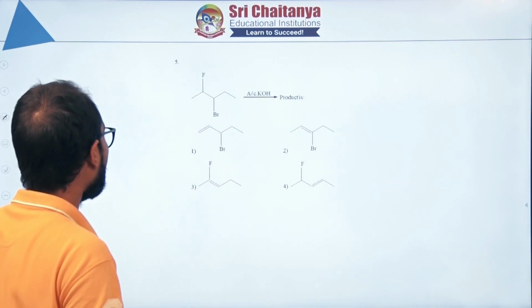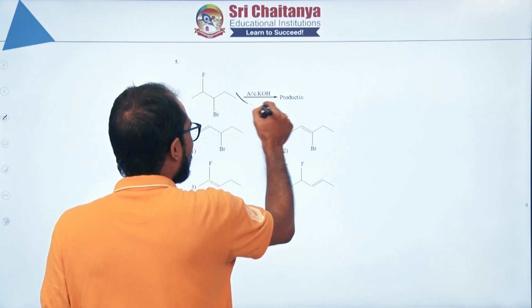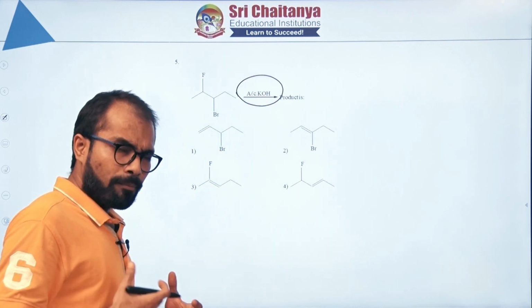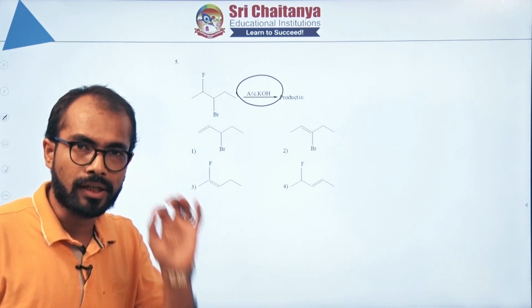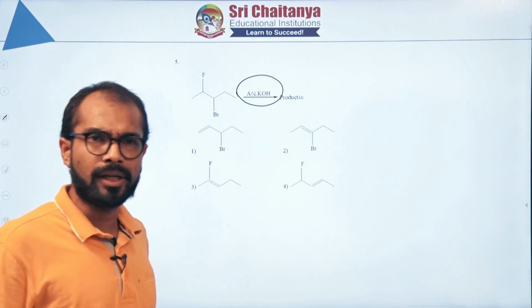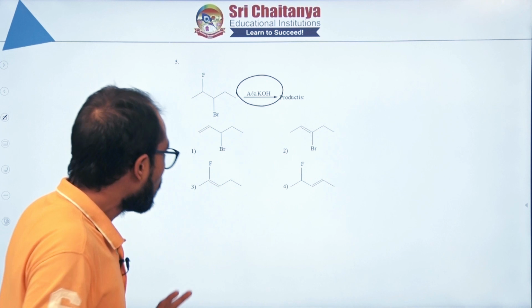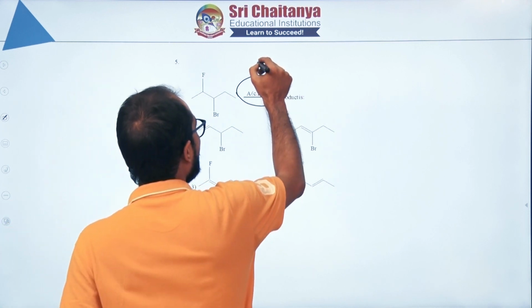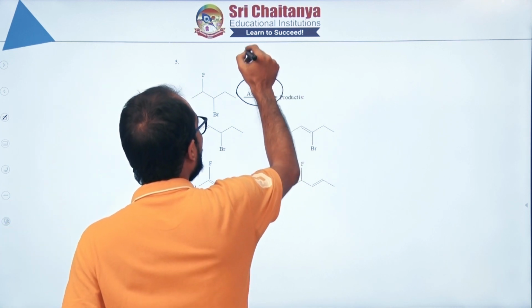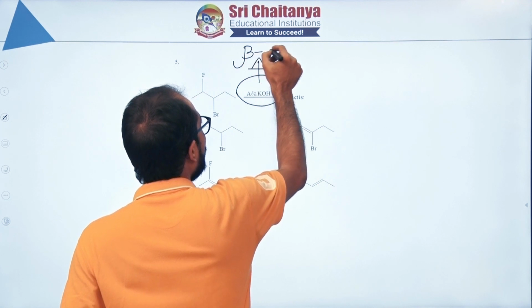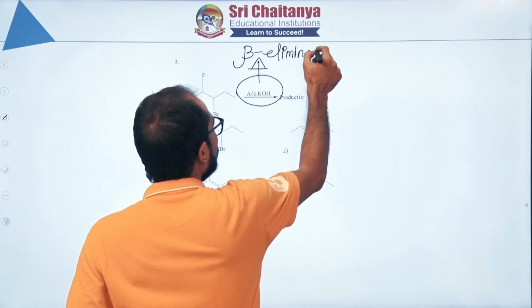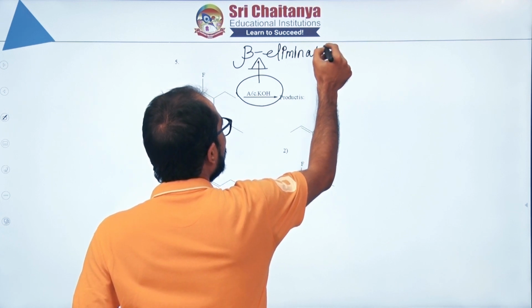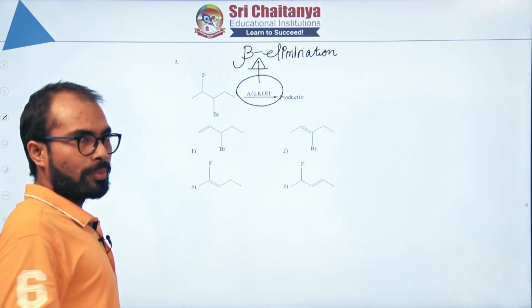The next question here is a basic question, and people, pay your attention to this reagent. This is coming every year. Every year they are asking this question. This is beta elimination, this is E2, right? So pay your attention to this particular reagent. This fellow is going to do beta elimination.